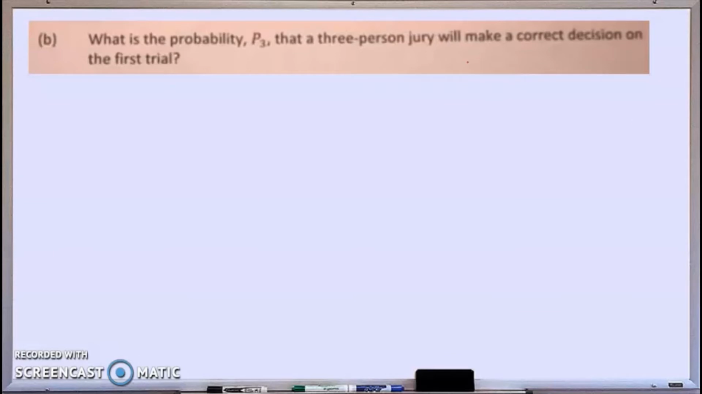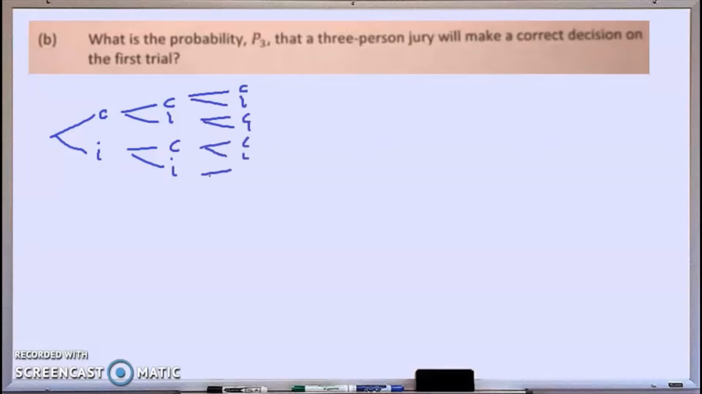Part B asks us about a three-person jury, and there are a couple of ways to do this. One of them is you could draw a tree diagram if you wanted to, remembering that we have our first juror here, which will either be correct or incorrect. Let's call that I. The second juror will be correct or incorrect. And the third juror will be correct or incorrect. And there are my options.